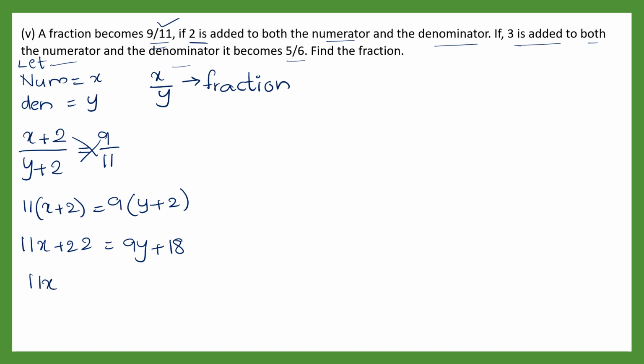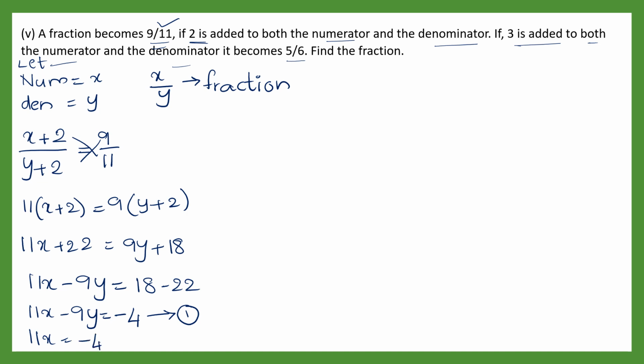9y on the right side, if it comes to the left side, it will become minus 9y. So 11x minus 9y is equal to 18 minus 22, which is minus 4. This is the first equation. Now from the first equation, can we find the value of x? 11x is equal to minus 4 plus 9y, that means x is equal to minus 4 plus 9y by 11.